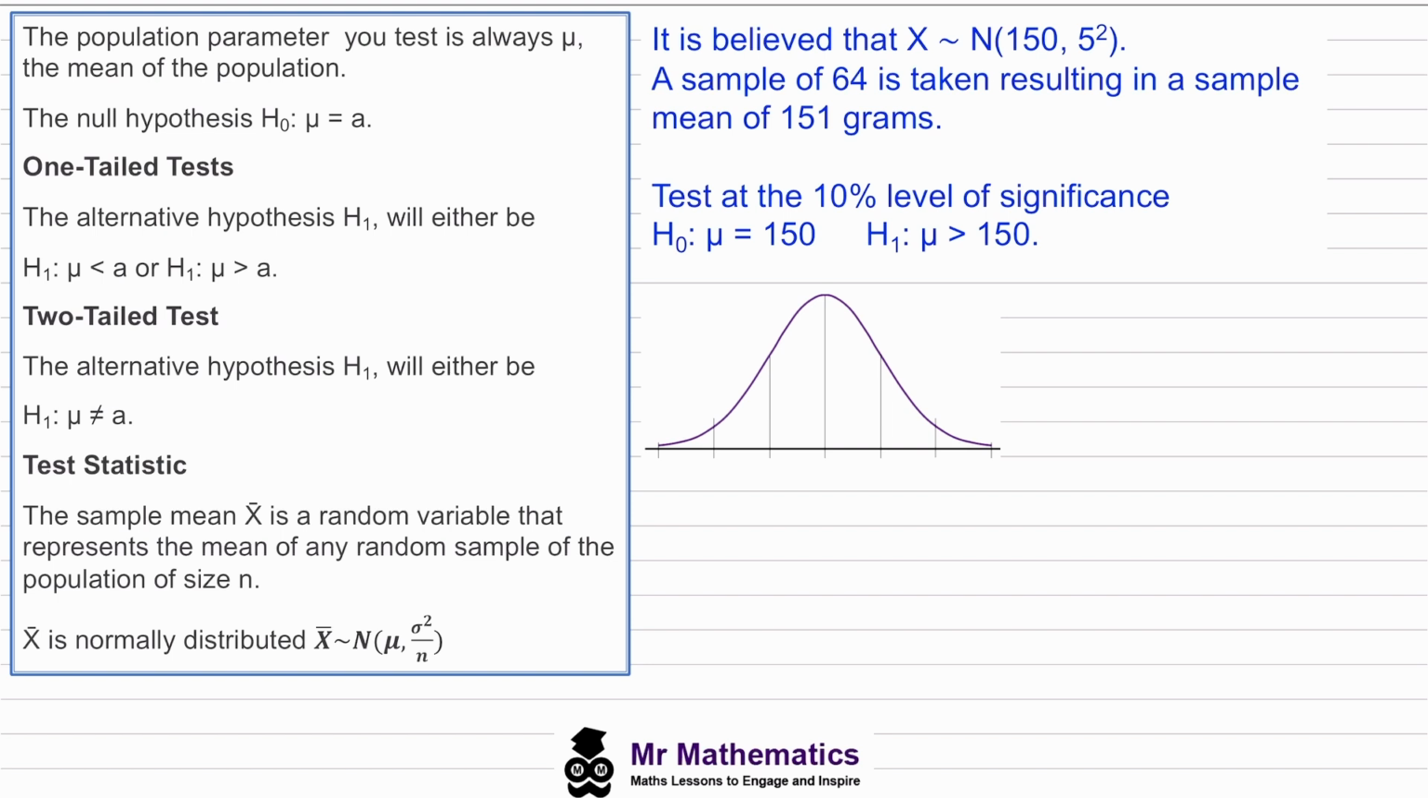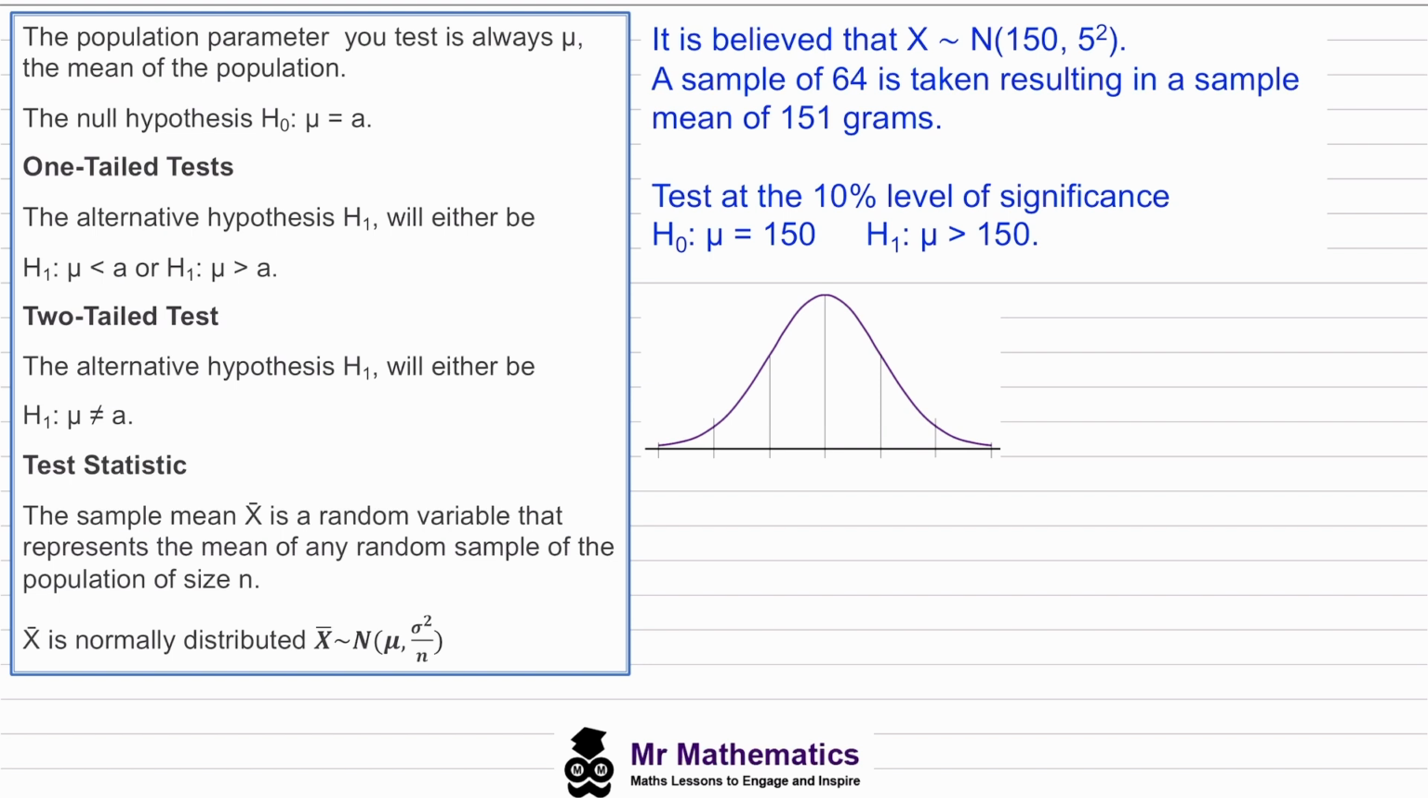If it's not a one-tailed test, it could be a two-tailed test, and this is where the alternative hypothesis will be that the mean does not equal the constant, so it could be less than that or greater than that, and we're given that information within the question.